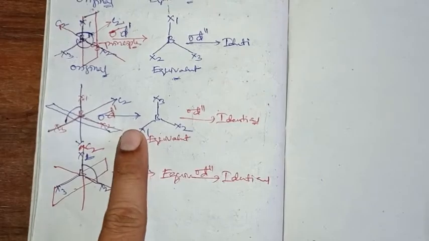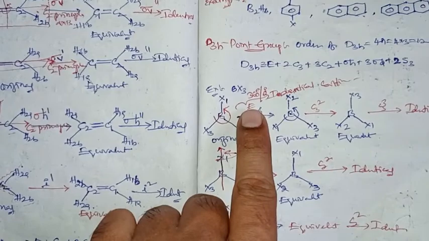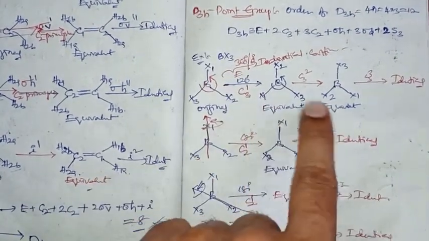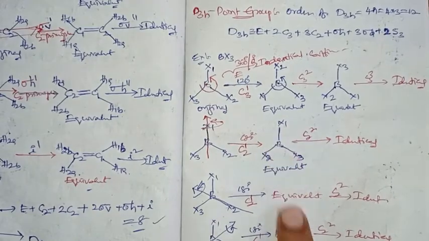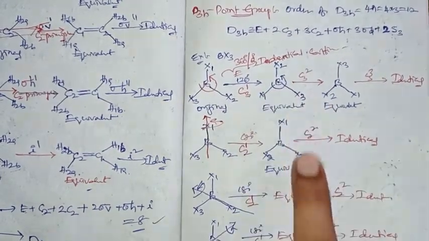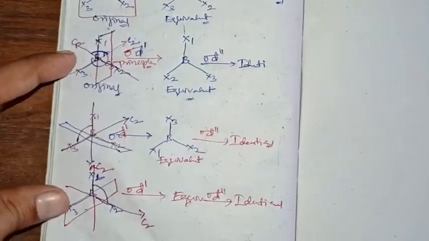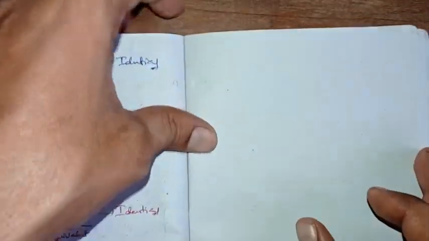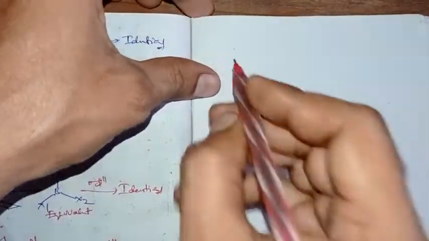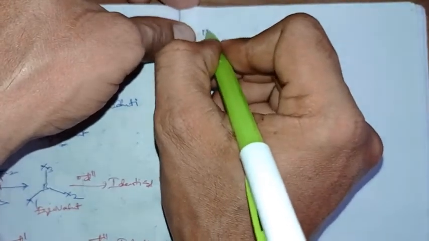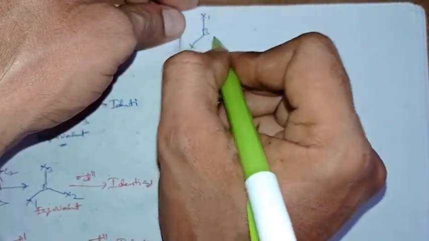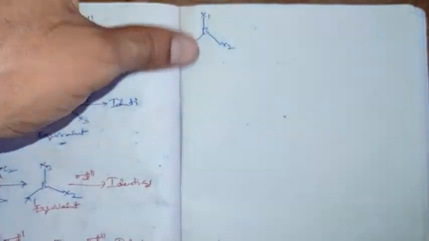Like this, the BX3 molecule has the identity element E, two C3 rotational axes, three C2 rotational axes, one horizontal plane and three dihedral planes, right. Three dihedral planes. And it also will have an improper axis of symmetry, S3 it will be, right? Have an improper axis with X1, X2, X3.